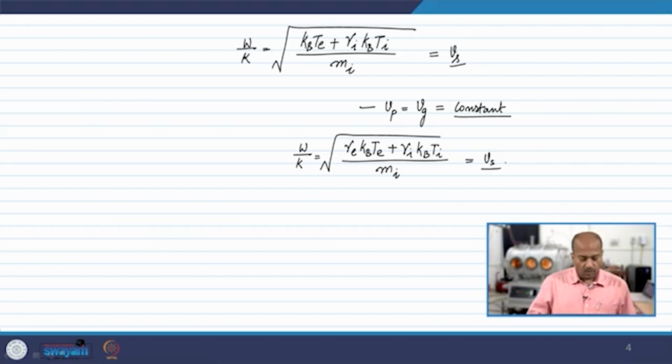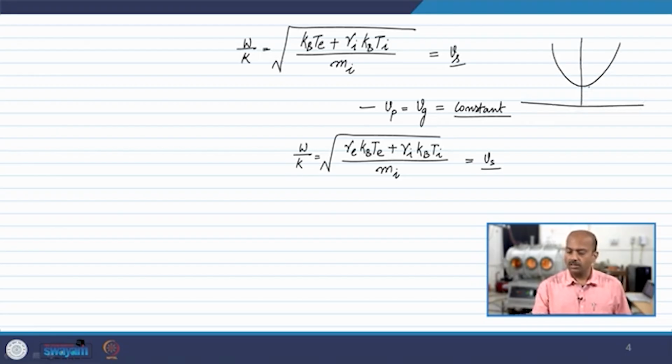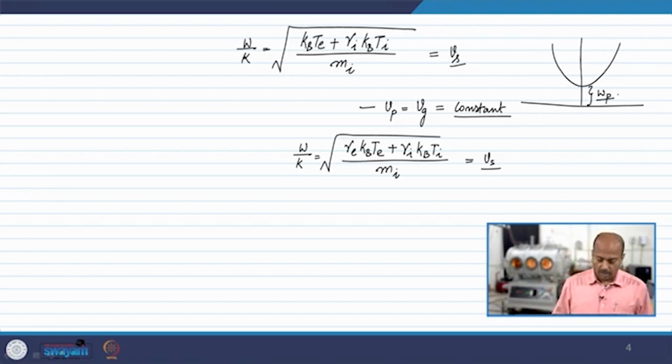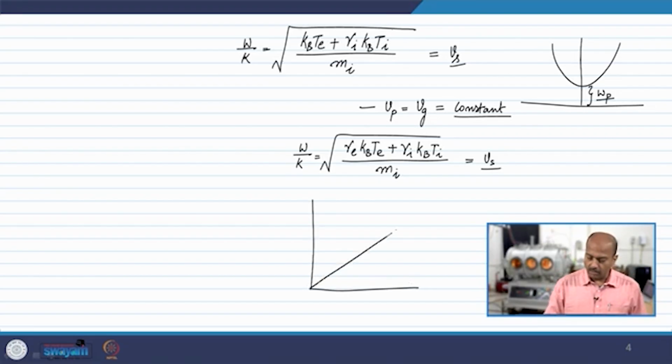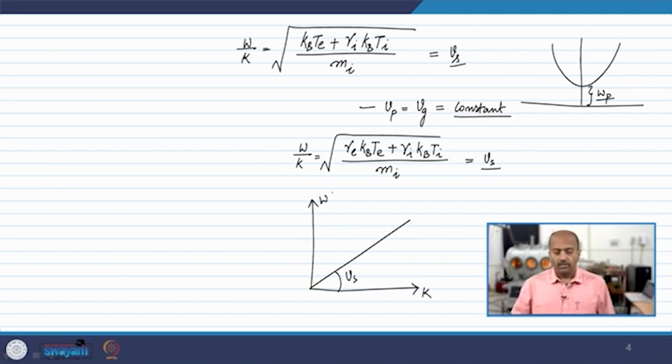So, the dispersion curve for the ion waves, if you see, has a fundamentally different nature in comparison to the electron plasma wave. In the electron plasma wave we have seen that the omega versus k was something like this, and this was omega p, the minimum frequency above which, only above which, electron plasma waves can exist in the plasma, and omega p is nothing but the plasma frequency. Now, for the ion acoustic wave, the dispersion relation will look something like this. So, this is Vs, this is k and this is omega. Like I said, velocity will be constant.